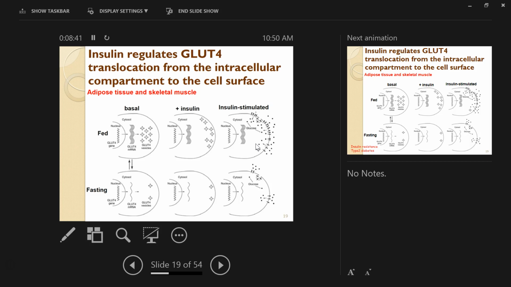And during the fasting, you can see the cells usually have lower levels of GLUT4, have less GLUT4 molecules being synthesized during the fasting condition, right? And of course, you also have less GLUT4 on the cell surface to transport glucose. So during the fasting, because of a low level of insulin, the synthesis of GLUT4 molecules is decreased, is low, and you have less GLUT4 molecules available to transport glucose.